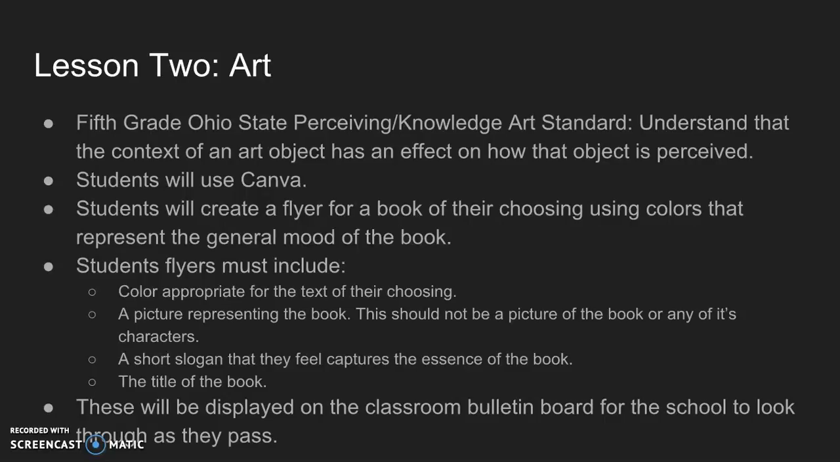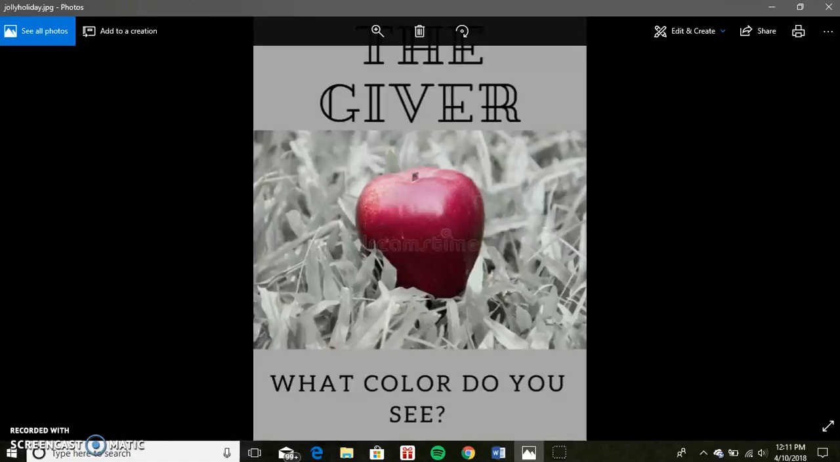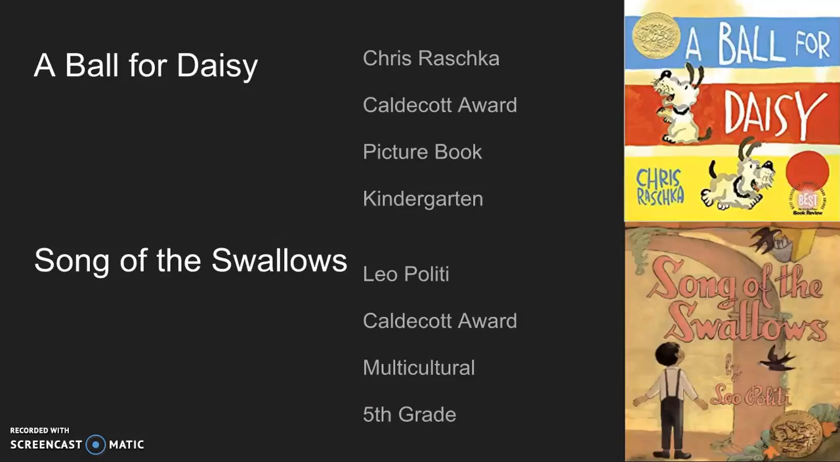and how colors influence the reader and tell the reader what the story is about, like the book Black and White. Students will incorporate in their flyer appropriate color, a picture, a short slogan, and the title of the book. These will be displayed outside the classroom on a bulletin board.